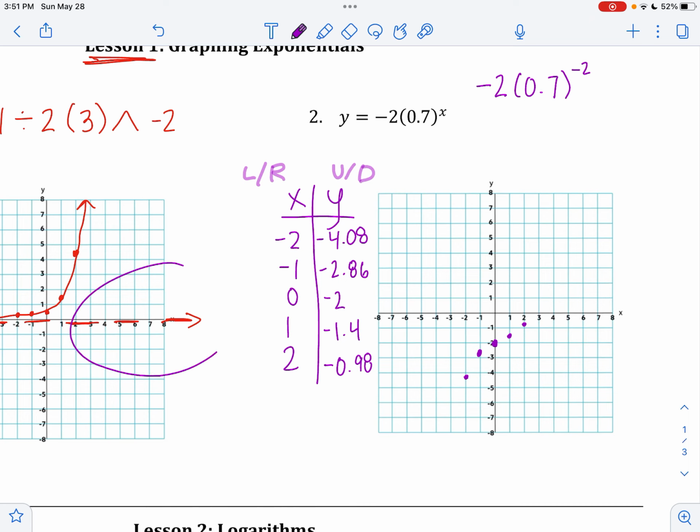And just like this problem over here, we're going to do our asymptote at 0 right here. It's always going to be at this place. Okay, and then this graph's going to get really, really close to it, but never cross. Okay, there we go. So those two are your graphing.